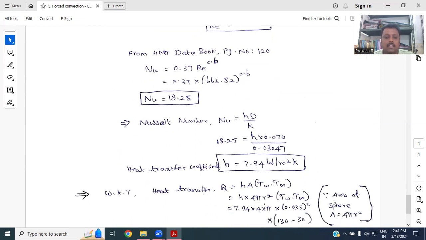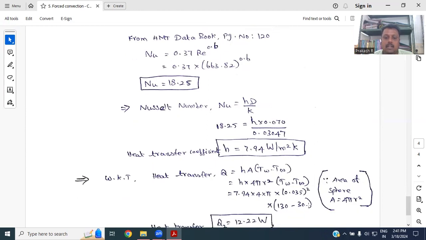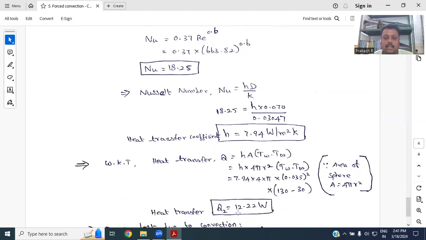So from that, we need to find first the heat transfer, like the previous one. Q is equal to h A into TW minus T infinity. h we can calculate as in the previous step, 7.94. What is the area? Here it is the surface area of a sphere, therefore 4 pi r square. In the previous problem, it was pi d L, because that problem came under cylinder. So this problem comes under sphere. The electrical bulb is in the shape of a sphere. Therefore, 4 pi r square, and TW and T infinity are given in the problem itself. By substituting all these values, we can calculate the Q value as 12.22 watts. That is the heat transfer value.